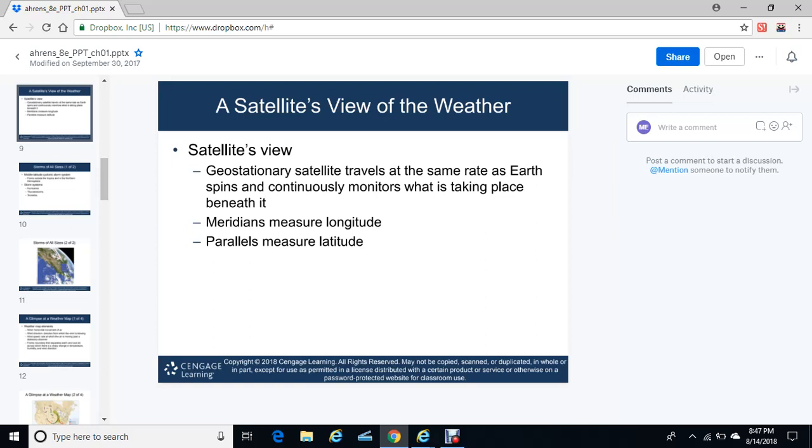The satellites have gotten really sophisticated now. We're into GOES-16, which is a geostationary type of satellite. Just keep in mind that geostationary satellites travel at the same rate as Earth spins, and they continuously monitor what is taking place beneath them. When I talk about lines termed meridians, I'm talking about longitude lines that generally run north-south. If I talk about parallels, they measure latitude, so just keep that in mind.